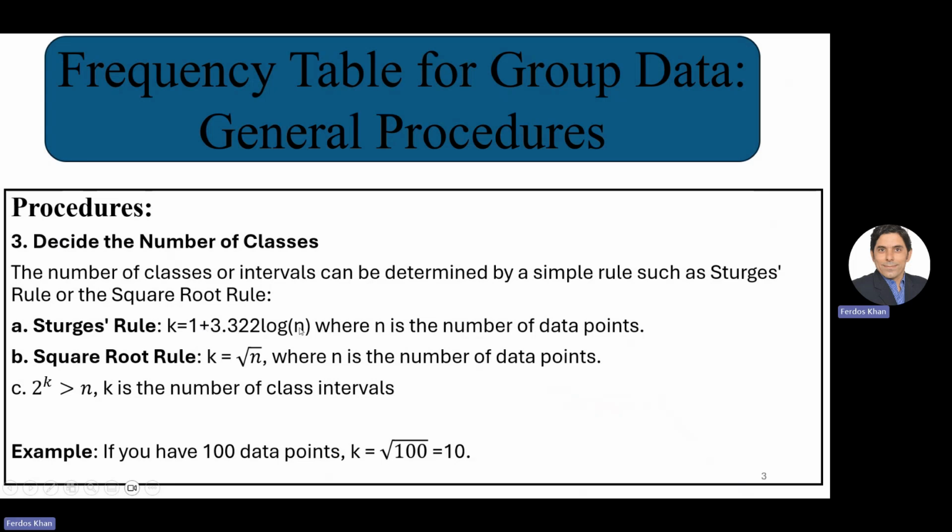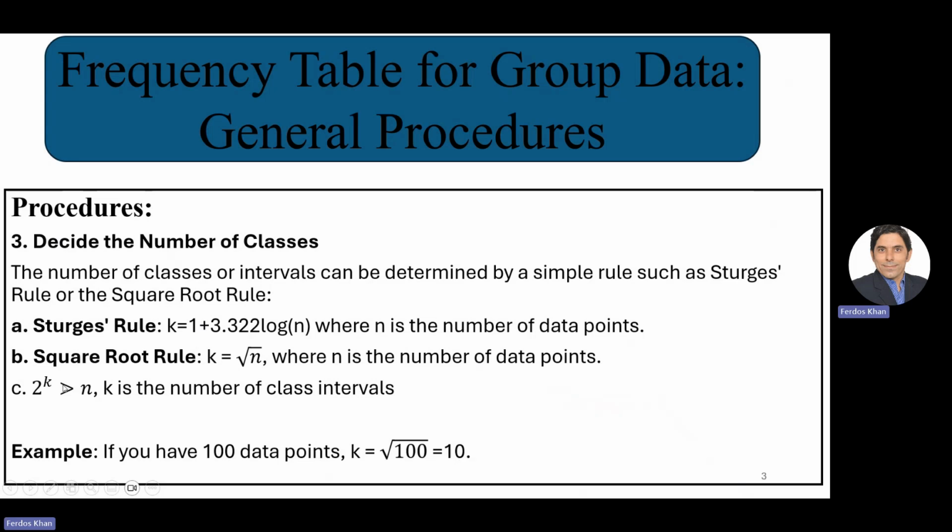N is the total number of observations. Just put n here, simplify the right side, and you will get a value for k. That is the number of classes for you. The square root rule is k is equal to the square root of n. This is a very simple rule. Just take the square root of the total number of observations, and that will give you a number for k. That is the number of classes.